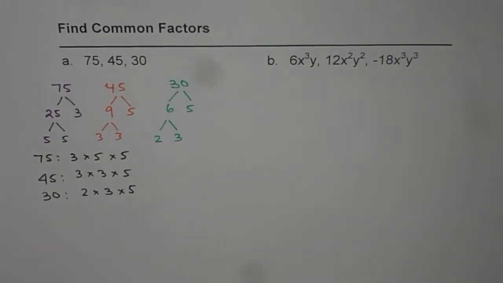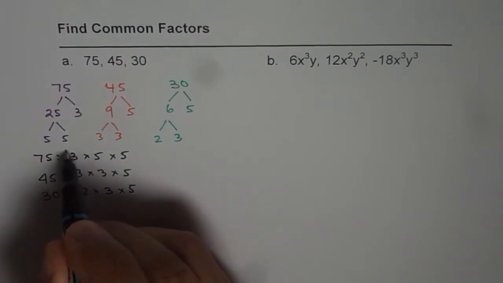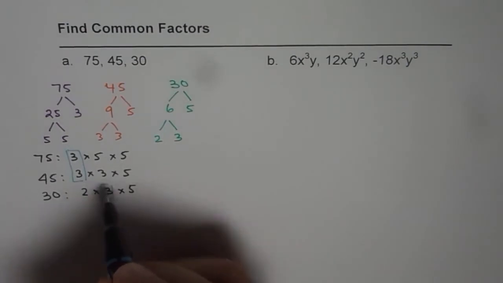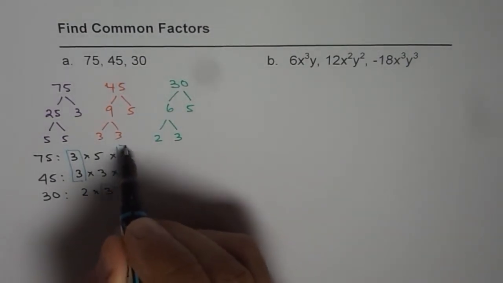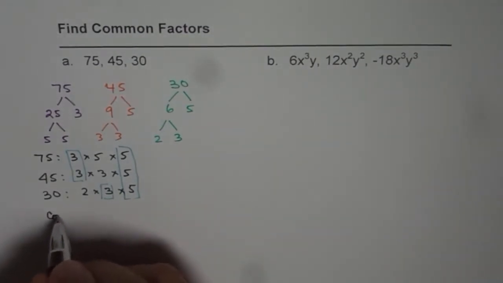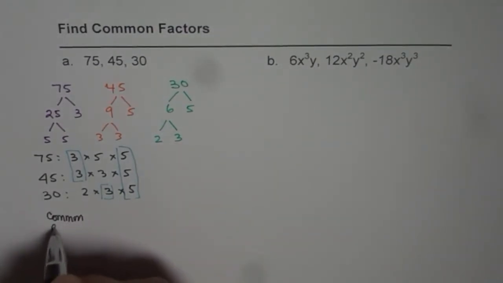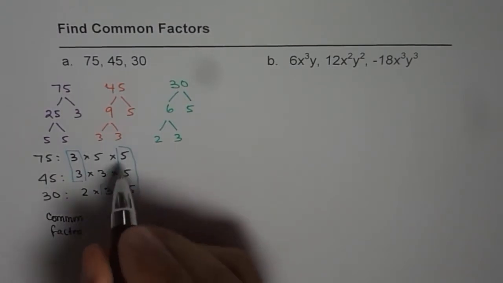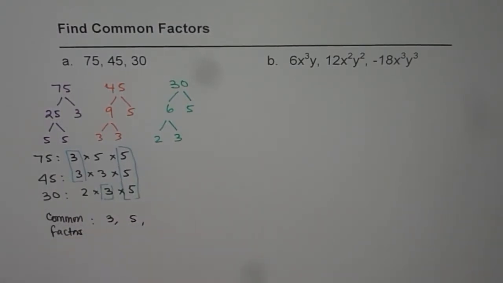Now amongst these, what are the common factors? Well, as you can see, 3 is a common factor. So we have 3 here, right? And also for 30, right? And also 5 is common. So the common factors are 3 and then we have 5, and also note 3 times 5 will also be a common factor.